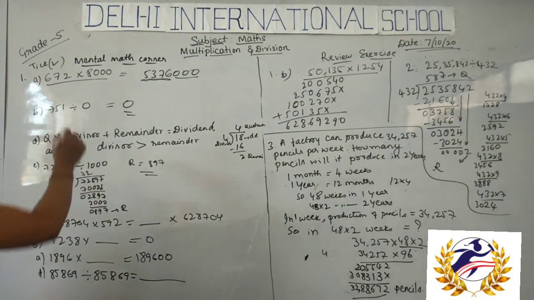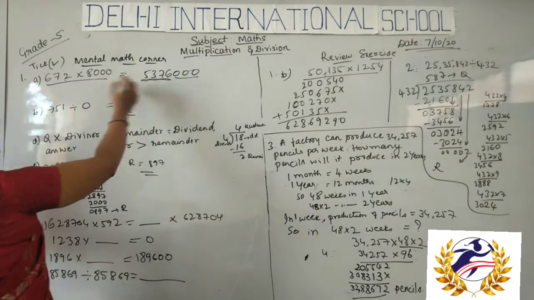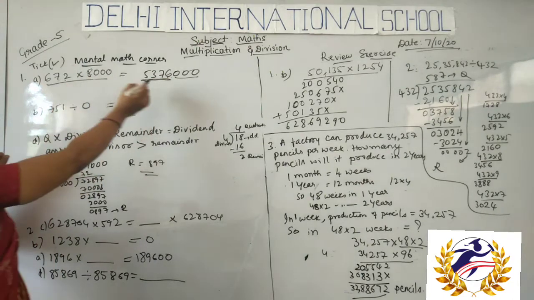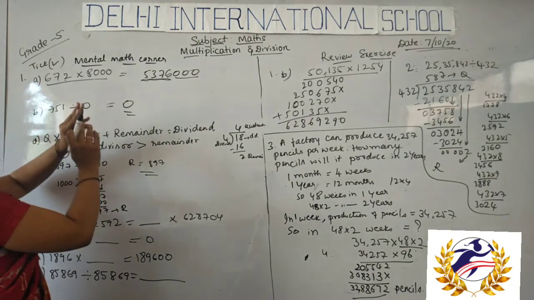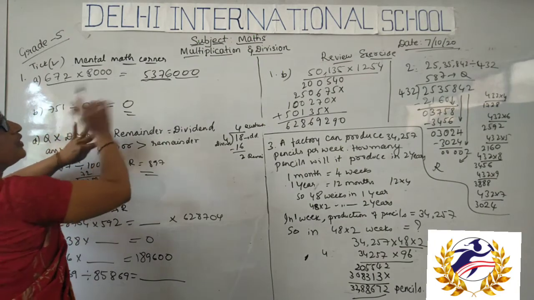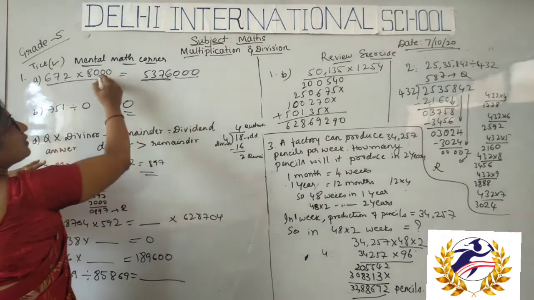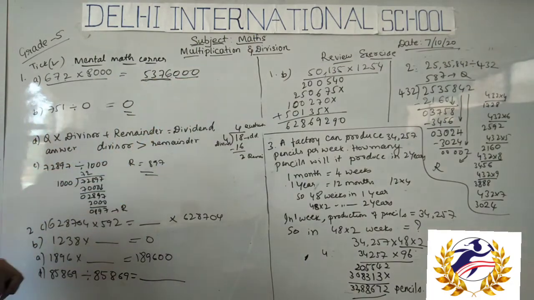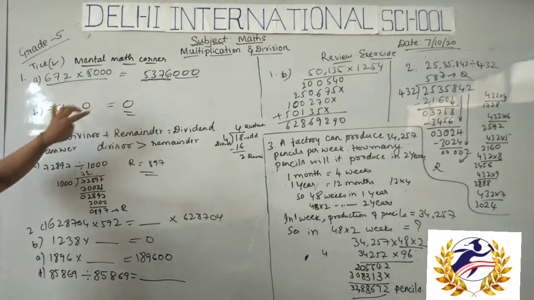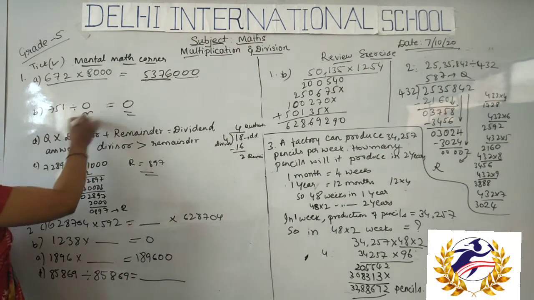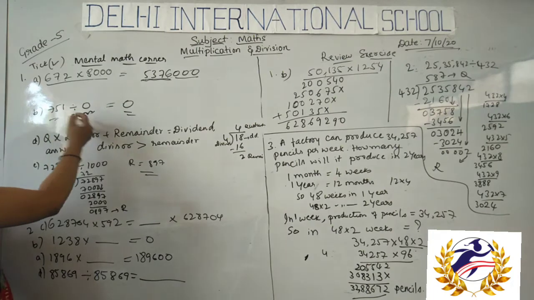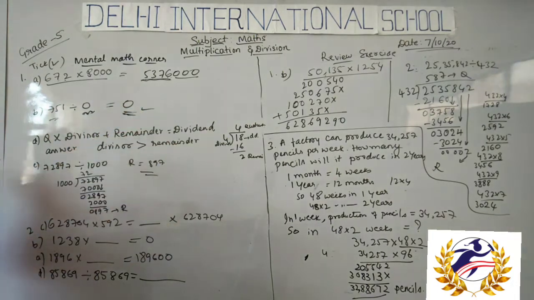Okay. So like this, first 8 2s are 16, 1 carry, 8 7s are 56, 57, 5 carry. So 8 6s are 48, 49, 50, 51, 52, 53. So 5,376. The remaining 3 zeros I put after the answer. Okay. So next, 751 divided by 0. 0 multiplied by anything and 0 divided by anything will be 0 only. So this is the right answer.